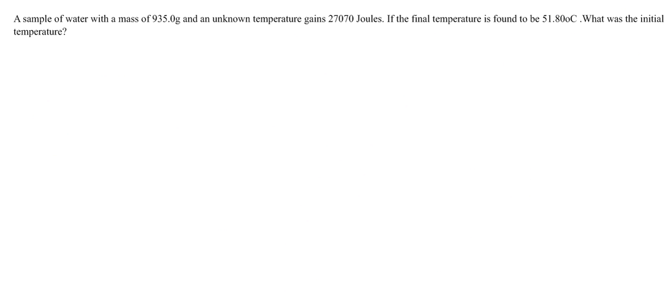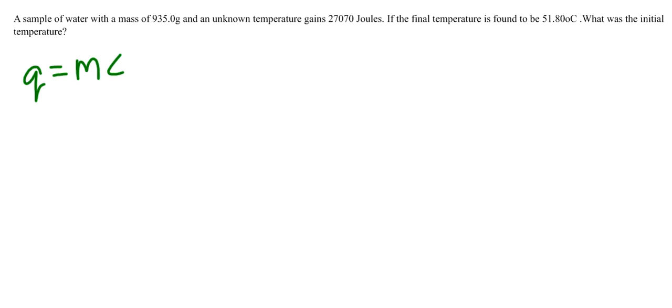Okay. Last one. A sample of water with a mass of 935.0 grams and an unknown temperature gains 27,070 joules. If the final temperature was found to be 51.80 degrees Celsius, what was the initial temperature? Okay, so I know I have a temperature change, and my final temperature was 51.80. So I'm going to use the same process.